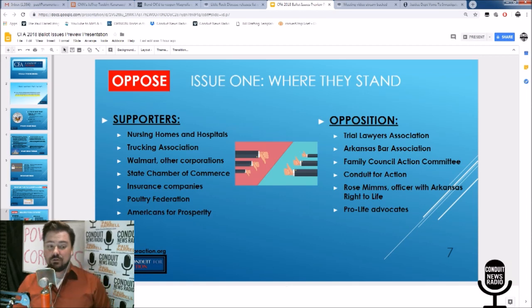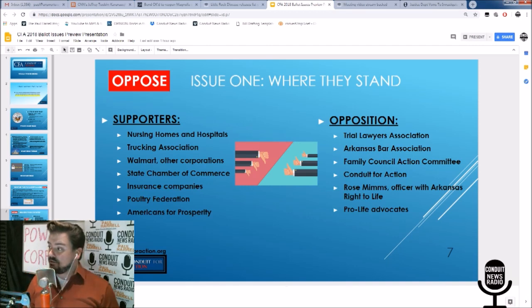Okay? Those are your groups. That's where it all falls down, really. And you could probably add some to both sides. But, I mean, that's essentially what we're talking about here. Just so you know who supports, who opposes. All right? Issue 1, I think we've covered it pretty thoroughly. It will not be the last time we cover it.